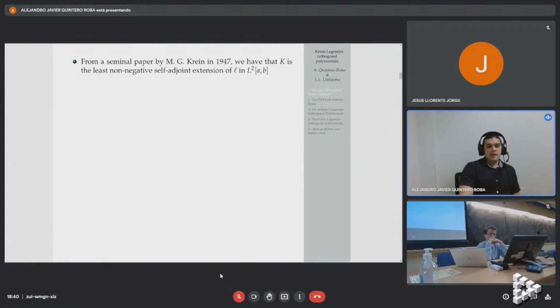Ahora, ¿cuál es la principal consecuencia de este operador de Crane y de dónde sale? El operador de Crane lo podemos encontrar en un artículo de Crane de 1947, que define este operador como el menor operador no negativo autoadjunto que es una extensión de este operador en L2. ¿Qué significa esto?